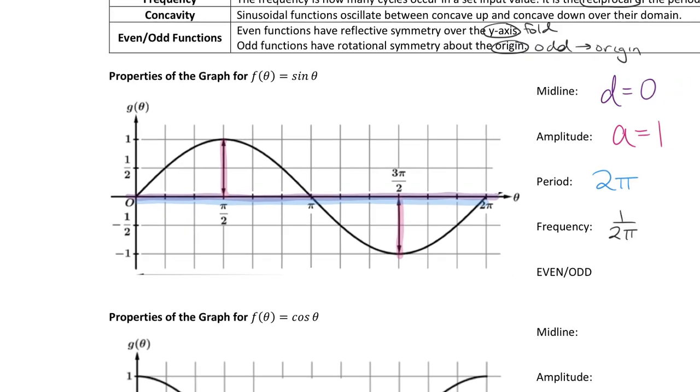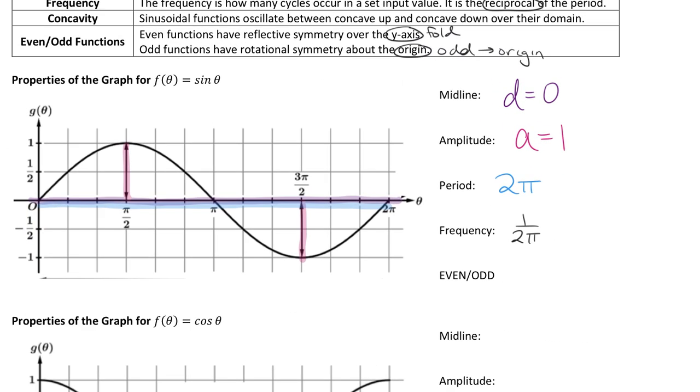So what we're going to do, well, there's nothing to do. We're going to say this is odd. Sine is an odd function. It goes through the origin. It can be symmetrical with rotational symmetry.